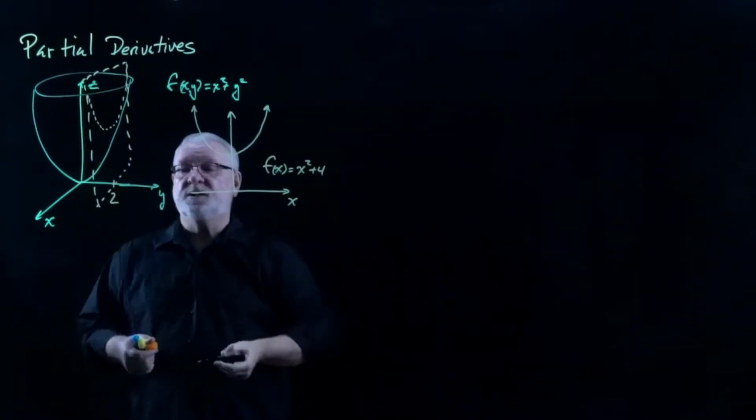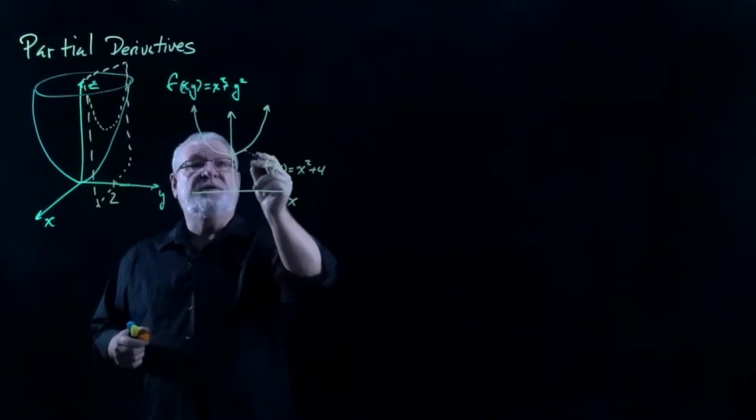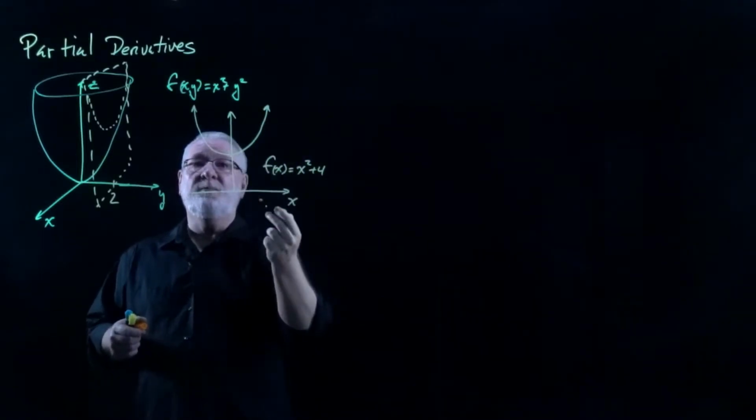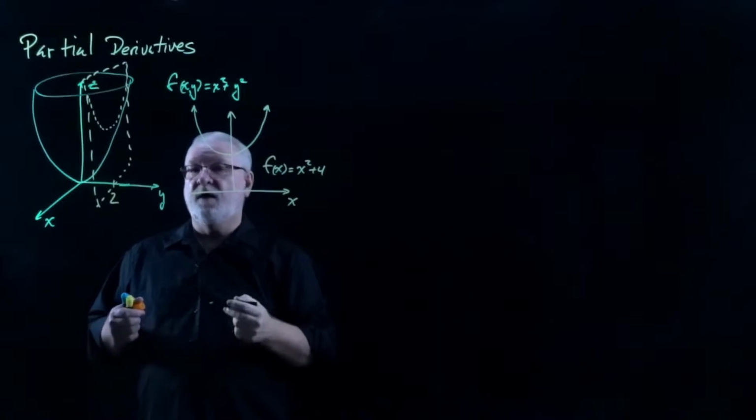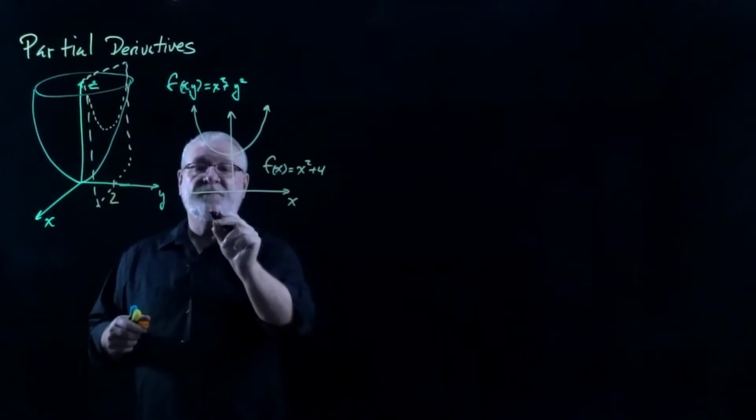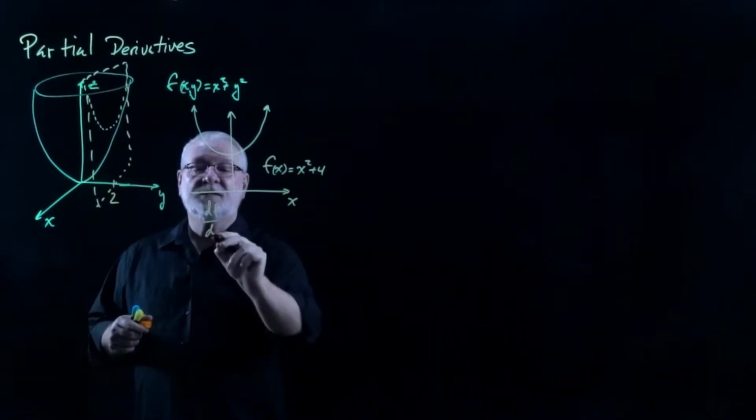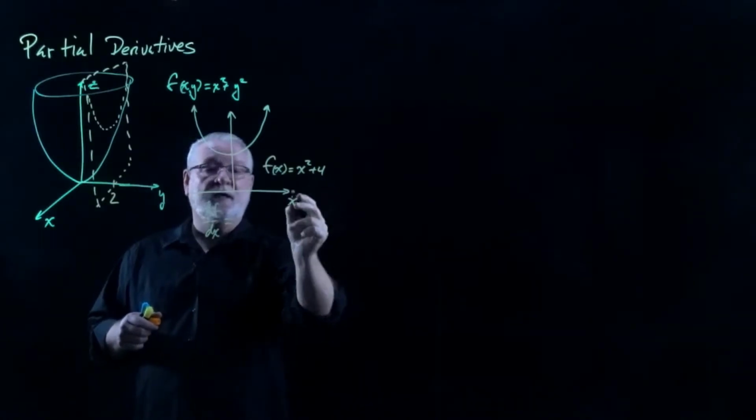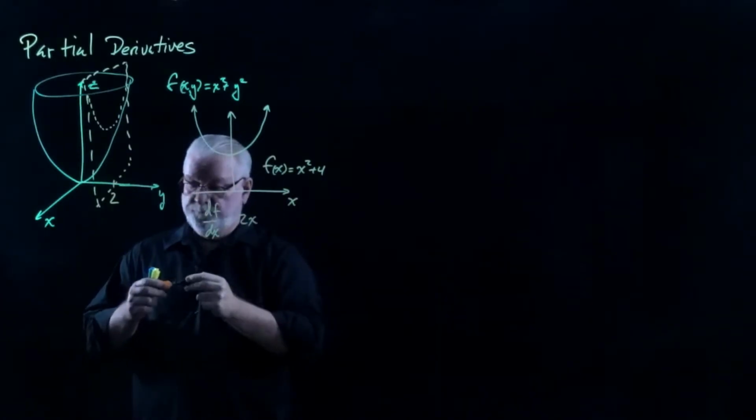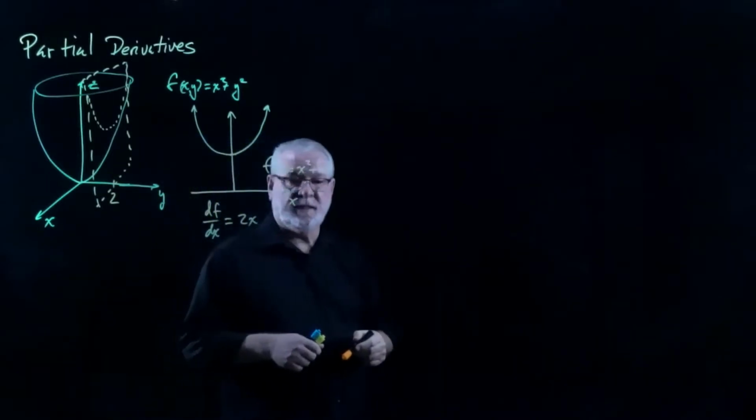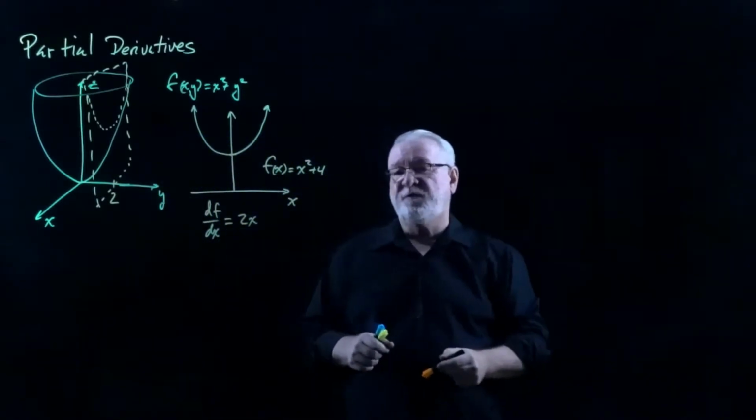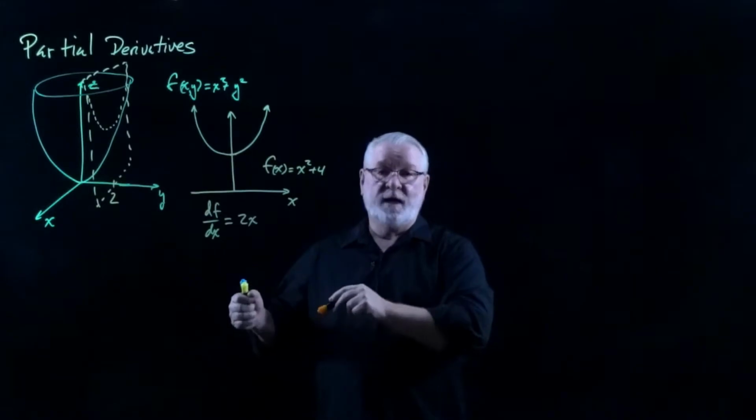Now this just becomes a single variable function, which means if I wanted the slope of this parabola at any point, I just take the derivative of the z function, or the derivative of f. That is df dx. And of course, that's pretty easy. That's just going to be 2x. Well, think about what we just did. We took the derivative of f while holding the y value constant.